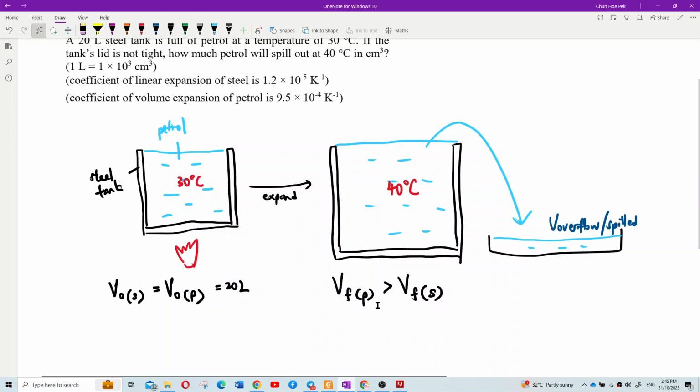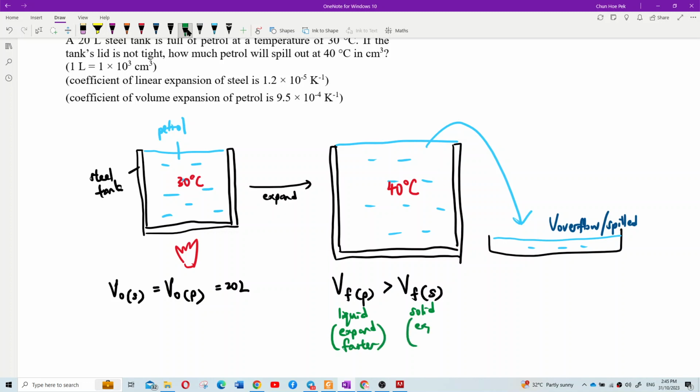Because petrol is a liquid, it expands much faster. The steel tank is a solid. So liquid expands faster, solid expands slower.